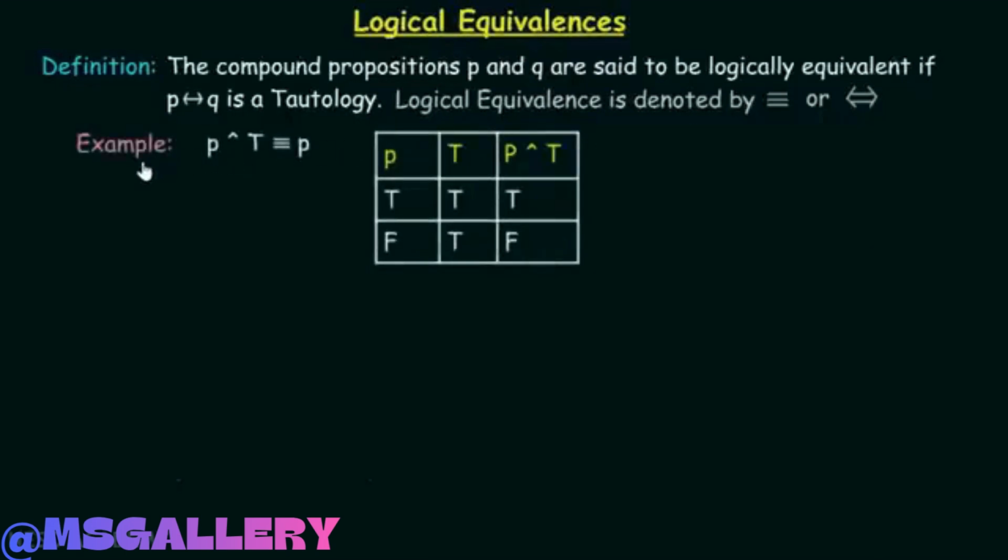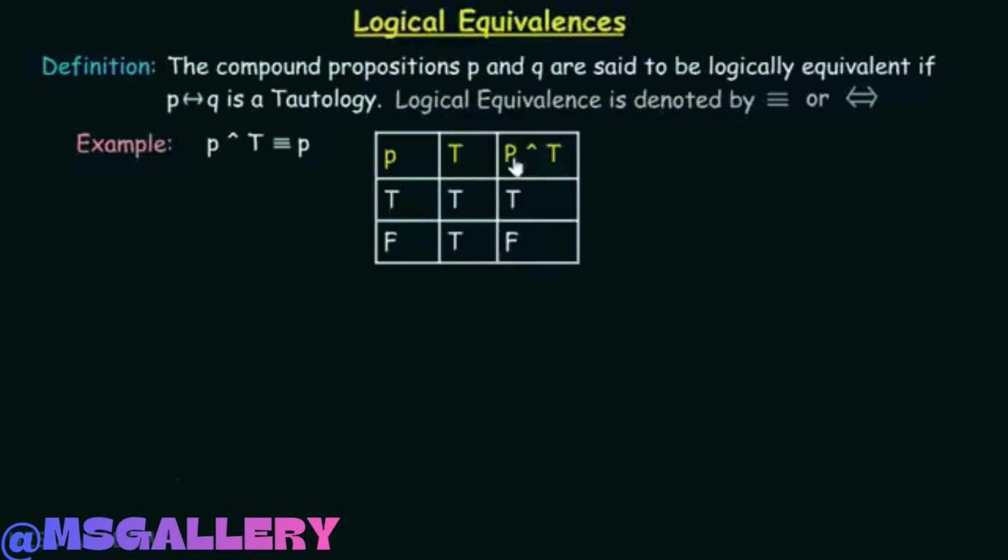Let's consider one example. P and true is equivalent to P. How can we say that P and true is equivalent to P? Let's try to understand with the help of the truth table. Let P be the proposition. There are two possible truth values for this proposition, that is true or false. Now T means true. That means in all the cases it will be true, right? And P and true would be true and true is true, false and true is false.